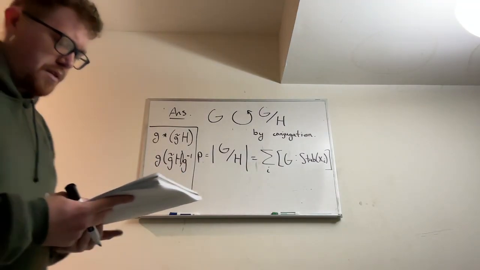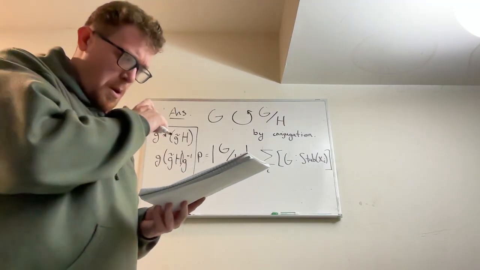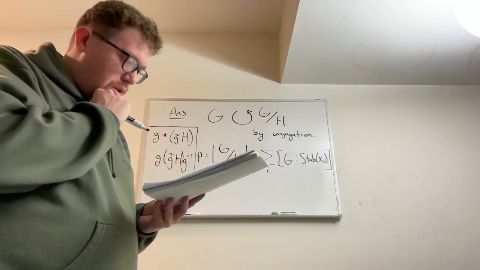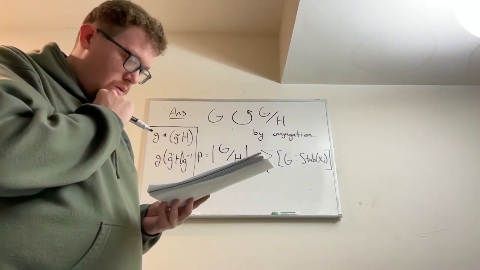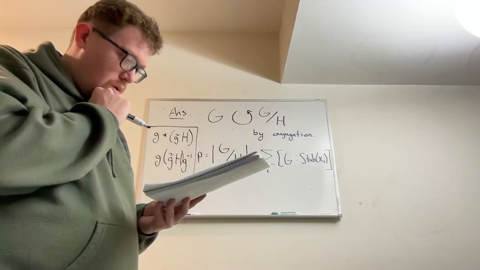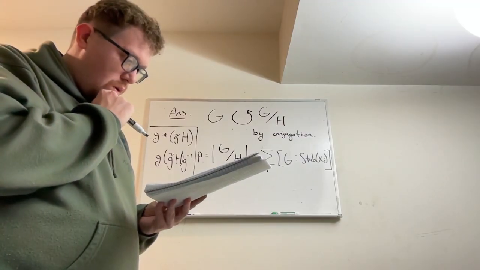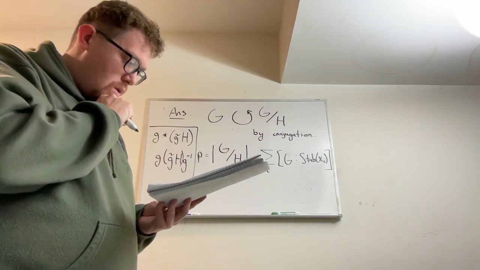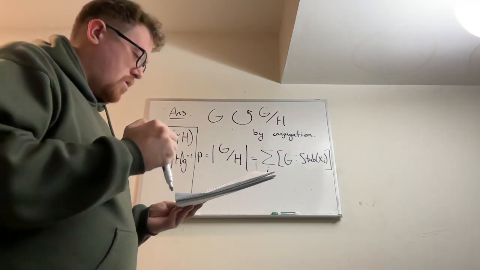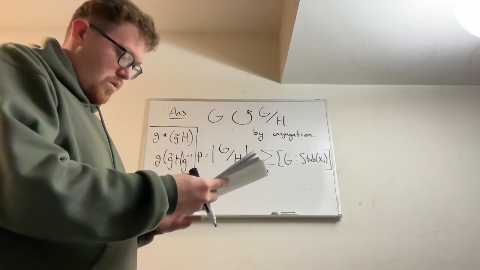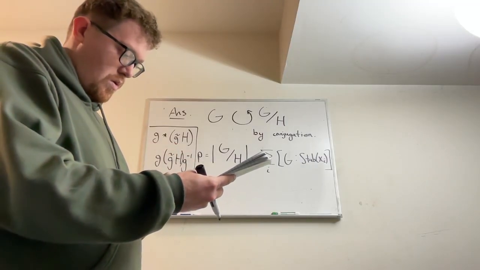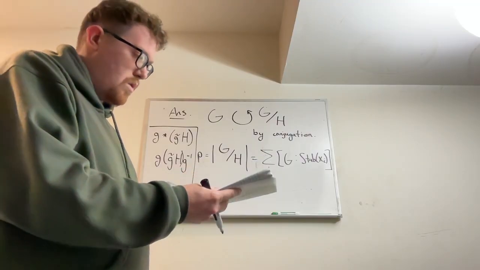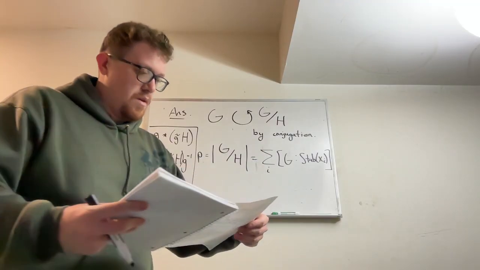Actually, I might have messed up on this problem. Let me see. Conjugation. Yeah, left. Yeah, okay. No, this should be right. Actually, yeah. Let me go back to this problem.